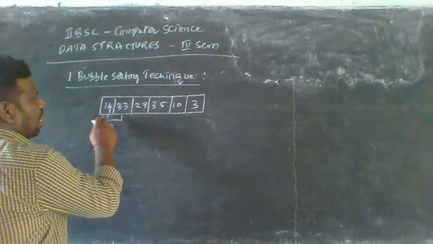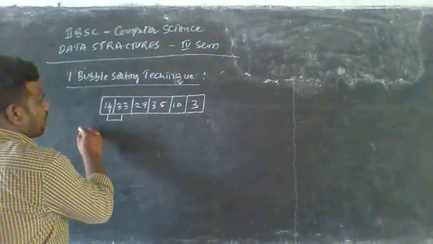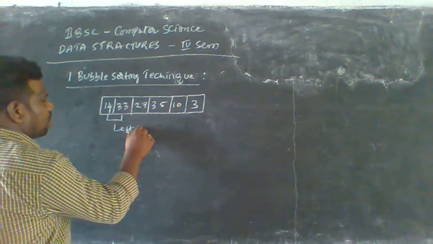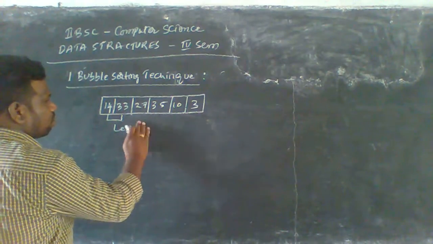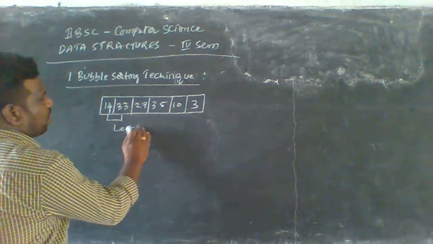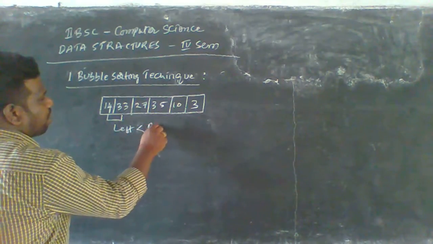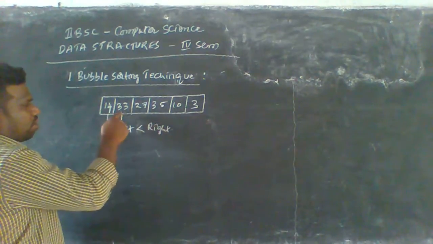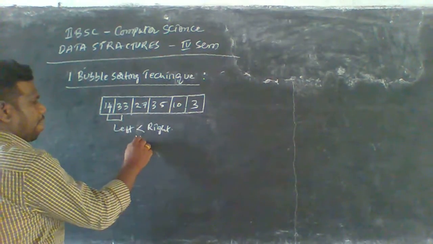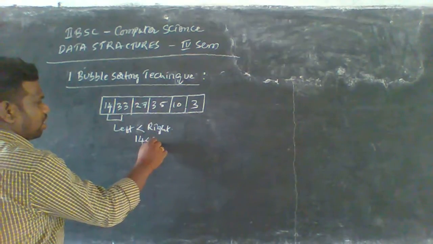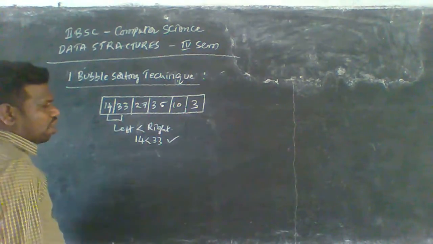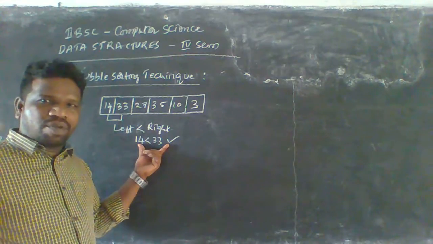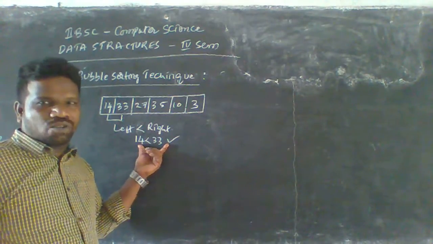If the left number is always smaller, sorry, the left value is always less than the right value. Using this scenario, 14 is compared with 33, and this will be true. Whenever the condition is true, we have to leave the two values. If the condition is false, we have to swap the two values.